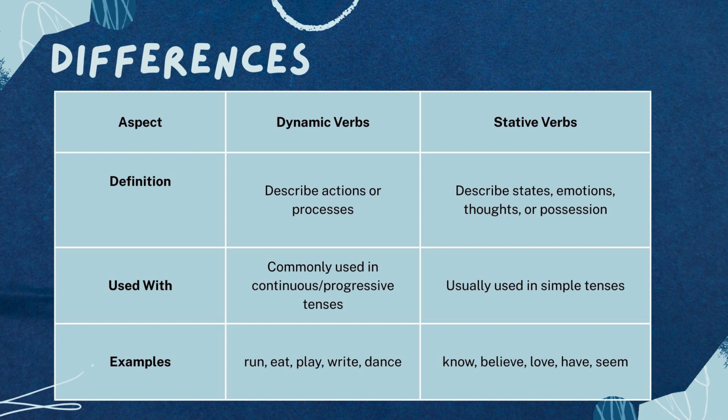Examples. For dynamic verbs, we have run, eat, play, write, dance. For static verbs, know, believe, love, have, seem. This chart is a helpful way to remember how each group works and when to use them.